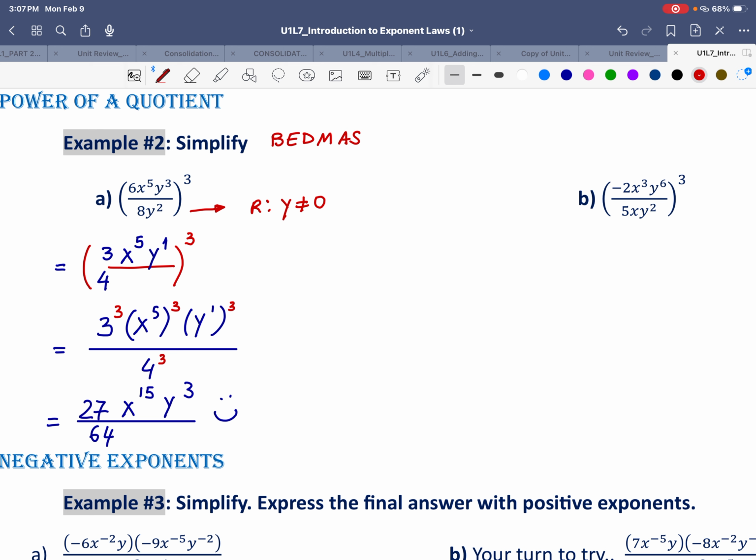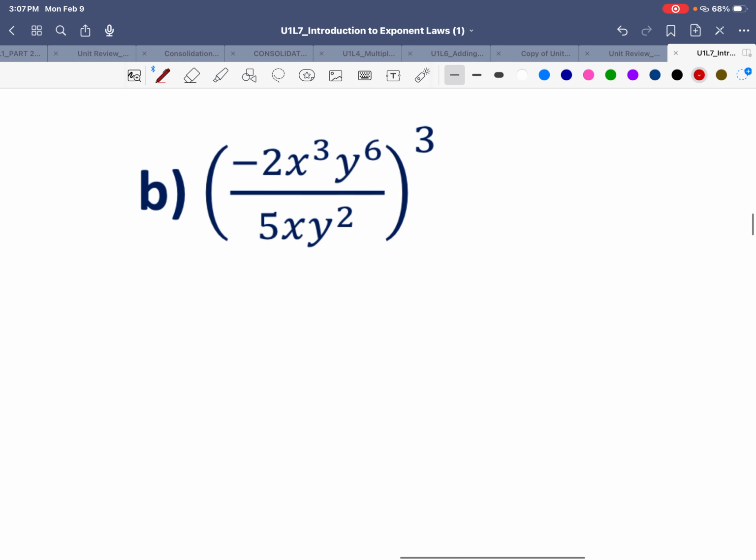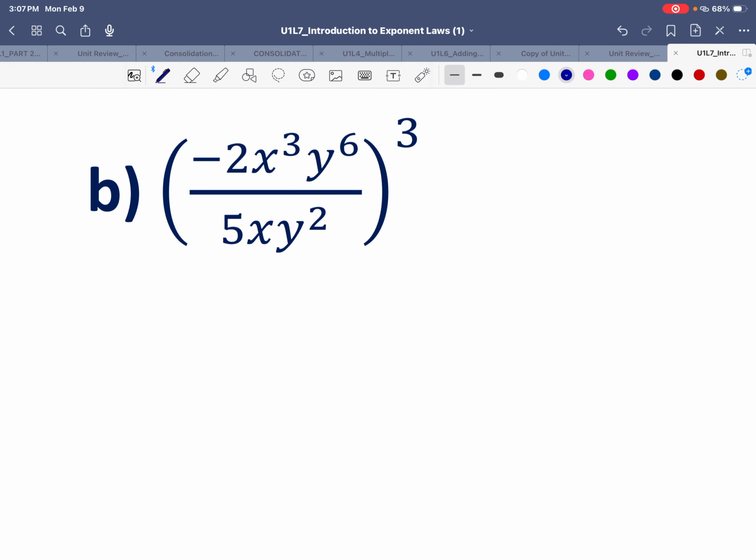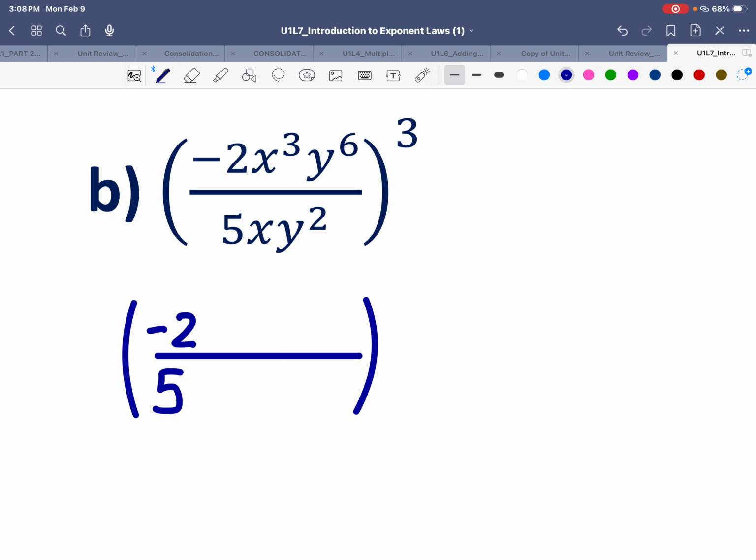Now, in the same way, we're going to operate with the next question. You can try this on your own because it's not that difficult. It's very similar to what we just did. So always simplify inside the brackets. The coefficients are not simplifiable, so negative 2 over 5. Now, x to the power of 3 can simplify with x to the power 1 to give x to the power 3 minus 1, which is 2. And y to the power 6 divided by y squared will give y to the power of 6 minus 2, which is 4.